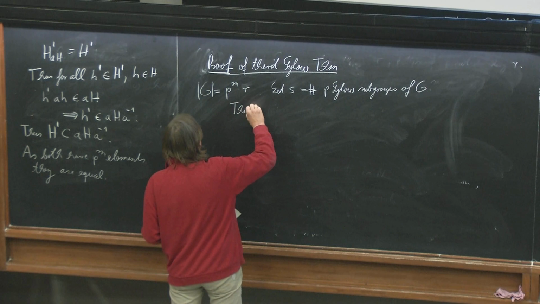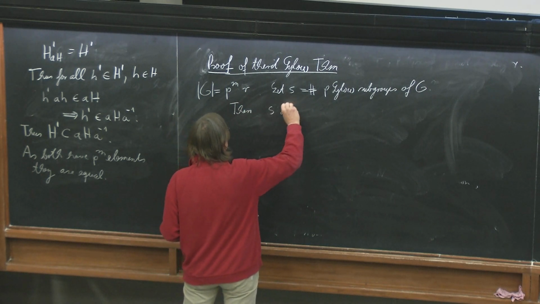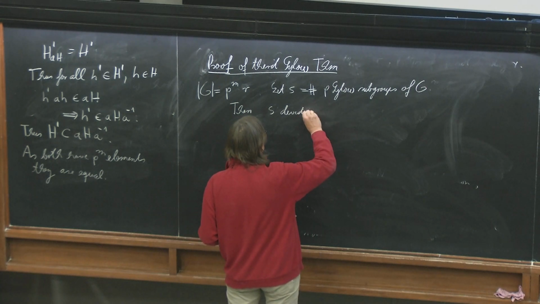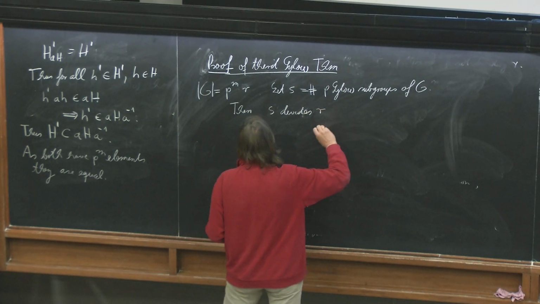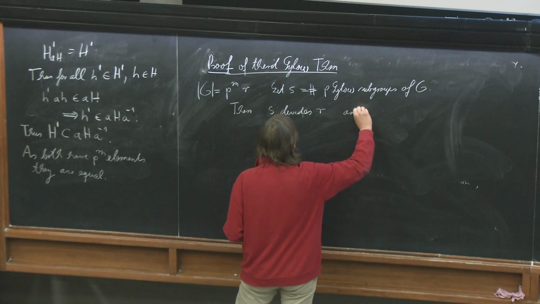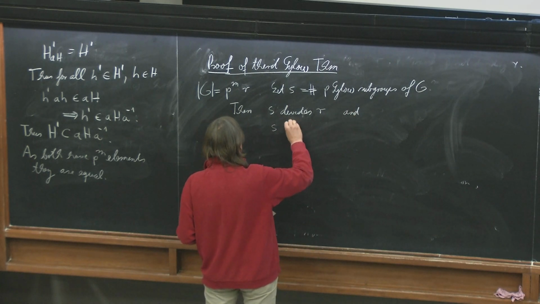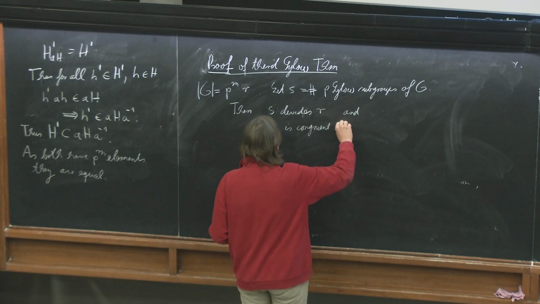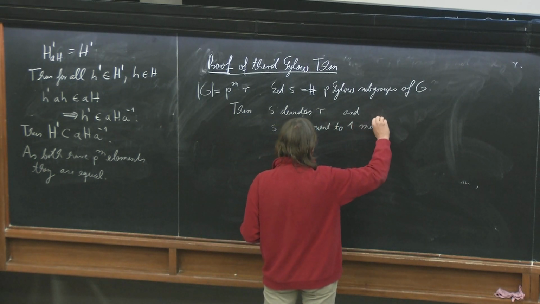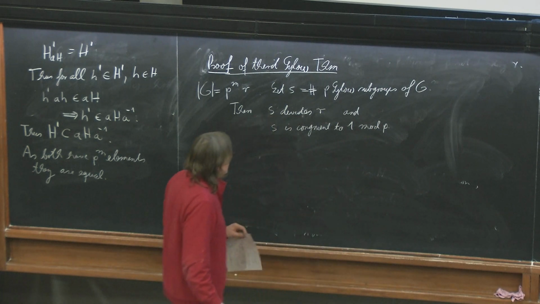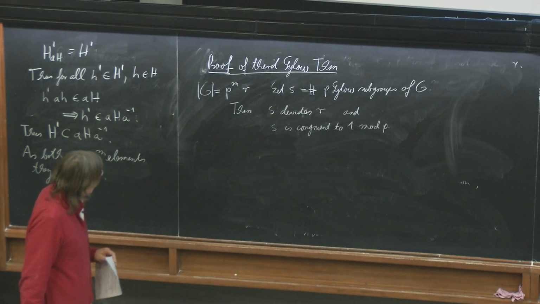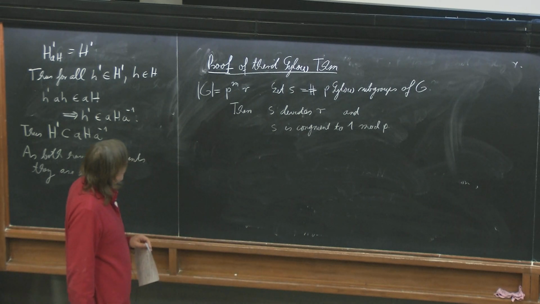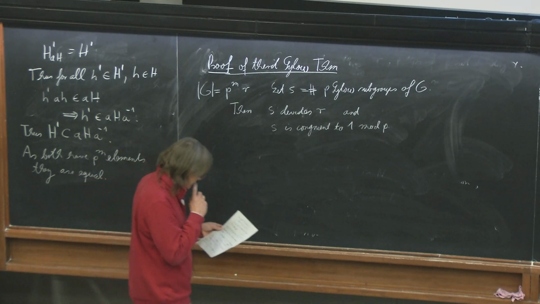Then S divides r, and S is congruent to 1 mod p. If we divide S by p, the rest is 1. So it's of the form k times p plus 1. Okay, so this is the statement. Now we want to prove it.